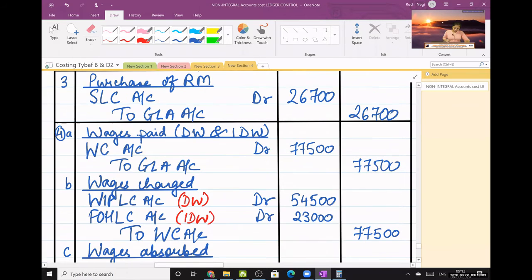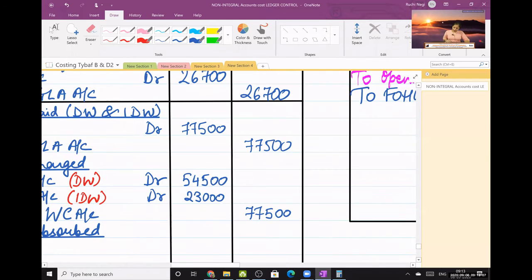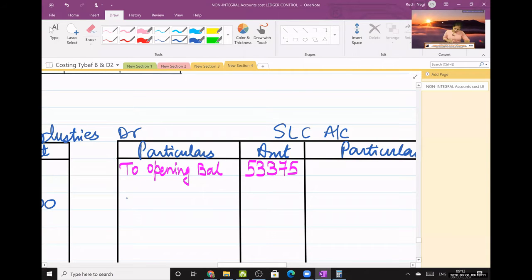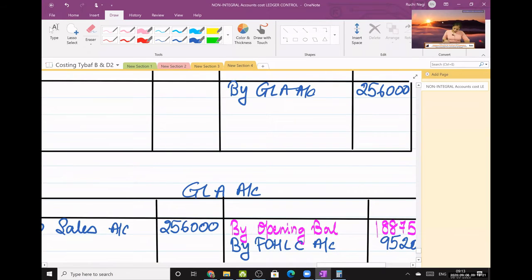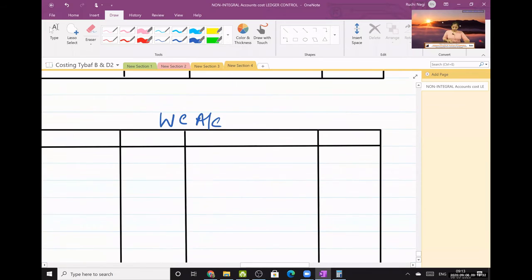Yes, purchase: stores ledger control to GLA, 26,700. The second effect will go in GLA by stores ledger control, 26,700. Okay, next.